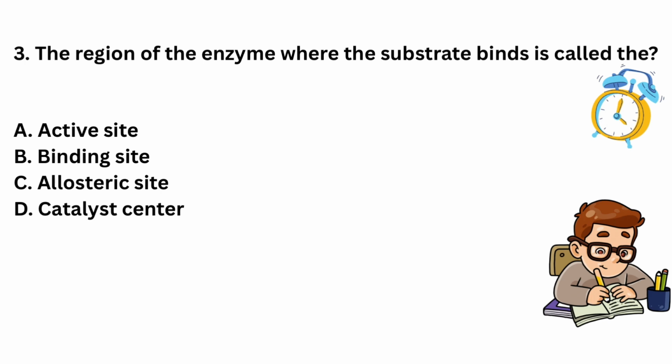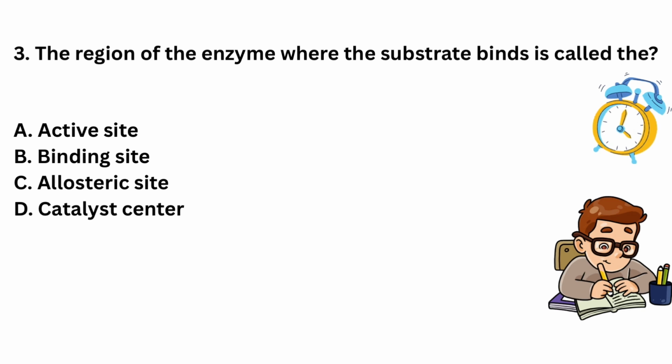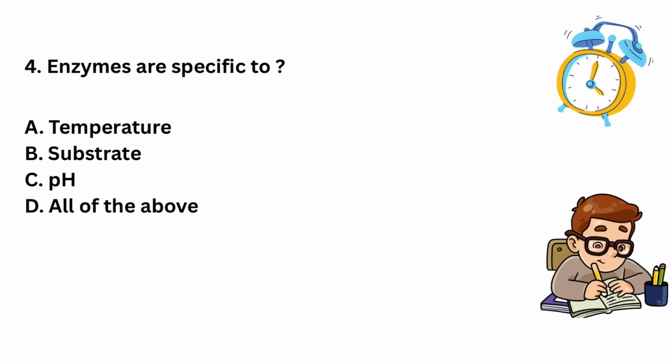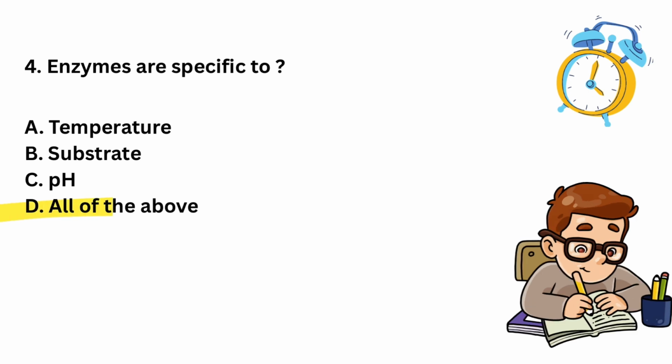The region of the enzyme where the substrate binds is called. Question number 4 says, enzymes are specific to. The answer is all of the above: the temperature, the substrate, and the pH.